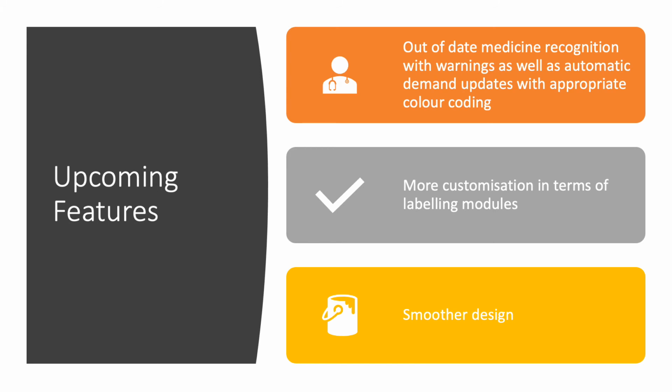Looking into the future, the upcoming features that we're looking to add in the short term are out-of-date medicine recognition with warnings, as well as automatic demand updates with appropriate colour coding so as not to essentially catch people out. And then more customisation in terms of labelling modules to make it more personalised to an individual department. I understand 501 and 501 (2) isn't necessarily going to be everyone's cup of tea. And finally, we're going to try and make a smoother, more streamlined design, essentially in working with things like potentially JAMES or MJDI.